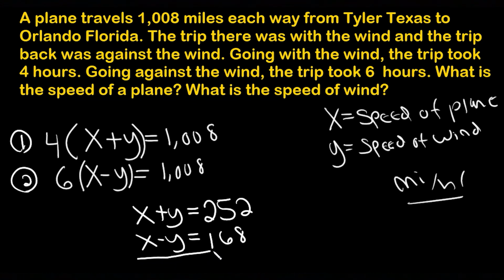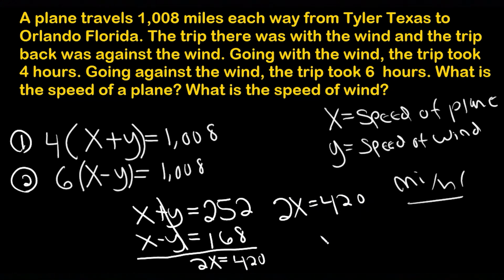All I have to do is an addition problem. And when I do that, my y's will cancel. So x plus x will give me 2x. So 2x equal to 252 plus 168. That will give me 420. Okay, so just writing it up here, we have 2x equal to 420. My last step, divide both sides by 2. When I do that, I get x is equal to 210. Now, what is that? Well, that is the speed of the plane. So the speed of the plane is going to be 210 miles per hour.